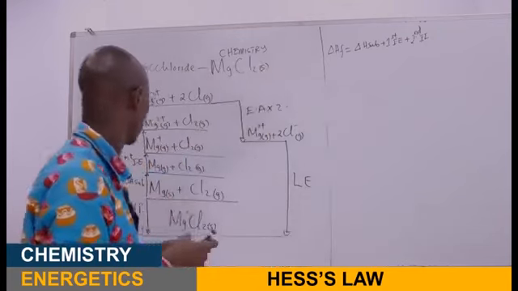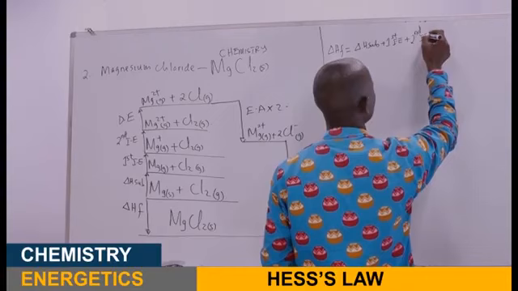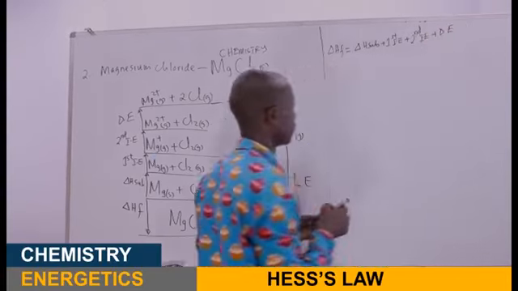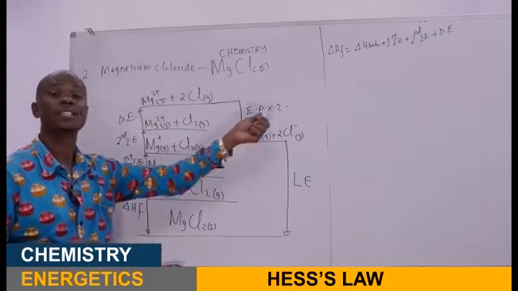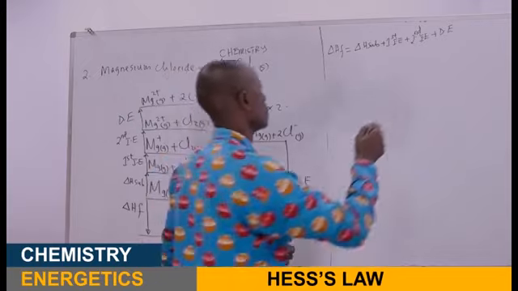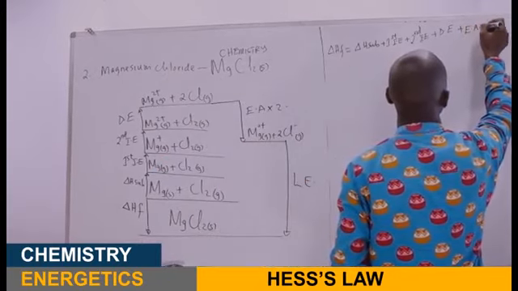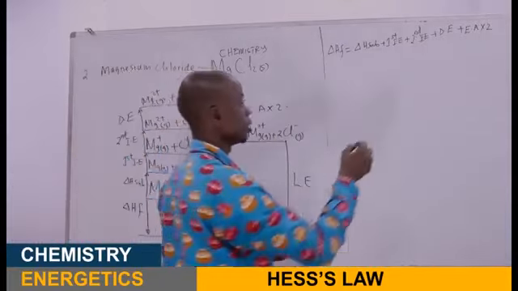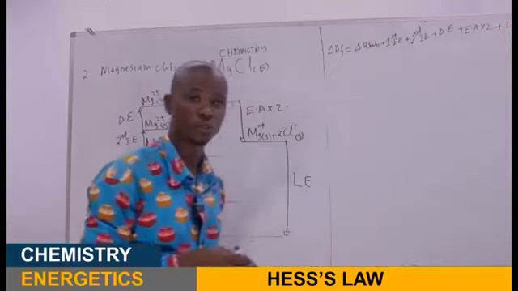plus the third one, dissociation energy. We go to another one, electron affinity times 2. It is important to remember: electron affinity times 2. Then we finish with the last one, lattice energy. That is the formula to use.